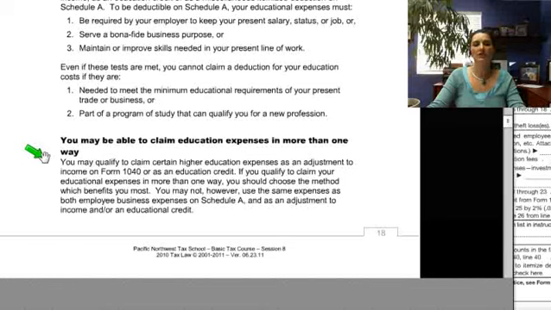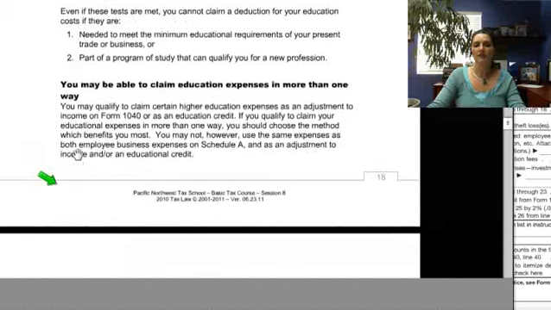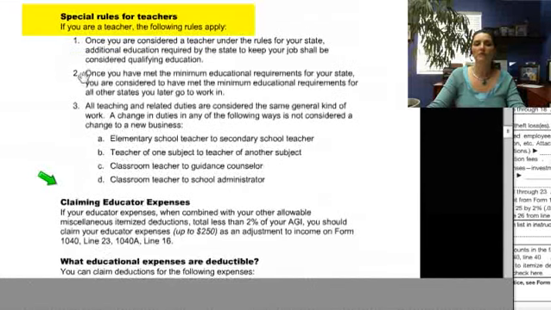If you qualify to claim your education expenses in more than one way, you should choose the method which benefits you most. You may not, however, use the same expenses as both employee business expenses on Schedule A and as an adjustment to income and/or an education credit. So remember the rule: no double deducting. Also, there are some special rules in place for teachers. If you are a teacher, the following rules apply.